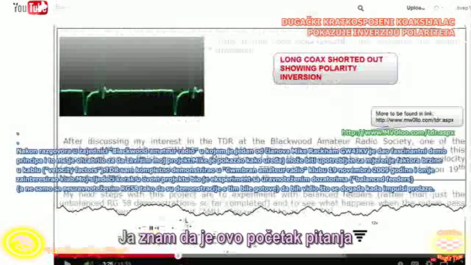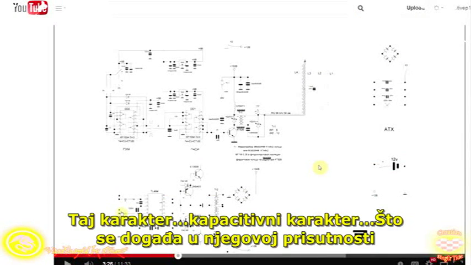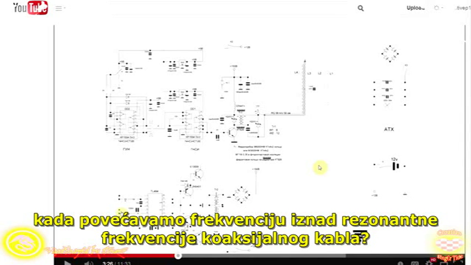So I know that this is the beginning of a question, and give us the rest of the question, Wes. Inductive character, capacitive character, when it's happening, when I'm increasing the frequency over the frequency of resonance of the coax.